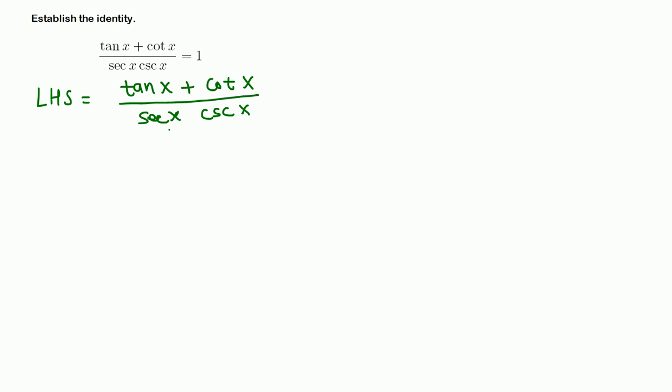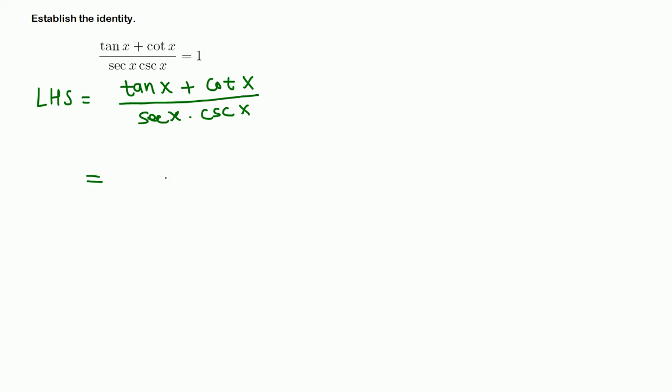Okay, secant is the reciprocal of cosine, so secant is in fact 1 over cosine. Cosecant is the reciprocal of sine, so 1 over sine. Okay, and now let's change tangent and cotangent into sine and cosine. We know that tangent is sine over cosine plus cotangent is cosine over sine, and we need to combine these two fractions on the top, and we have a product on the bottom.